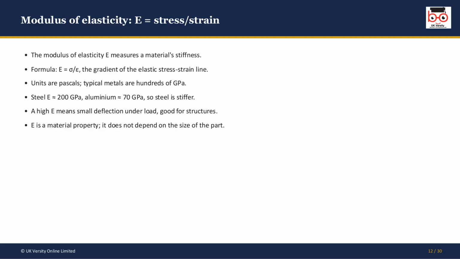Let's bring stress and strain together in the modulus of elasticity, E, which measures a material's stiffness. It's defined as stress divided by strain, the gradient of the straight, elastic part of the stress-strain line. Its units are pascals, and for metals the values are large, typically hundreds of gigapascals. Steel comes in around 200 gigapascals and aluminium about 70, so steel is roughly 3 times stiffer. A high E means very little deflection under load, which is just what you want in a structure. And crucially, E is a property of the material itself. It doesn't depend on the size of the part.